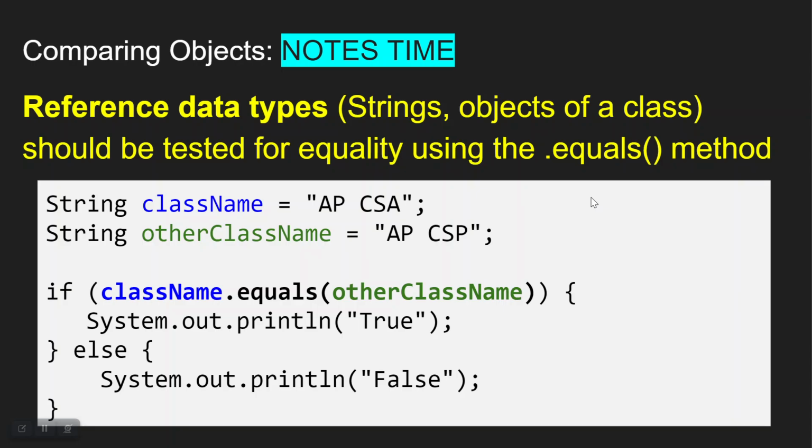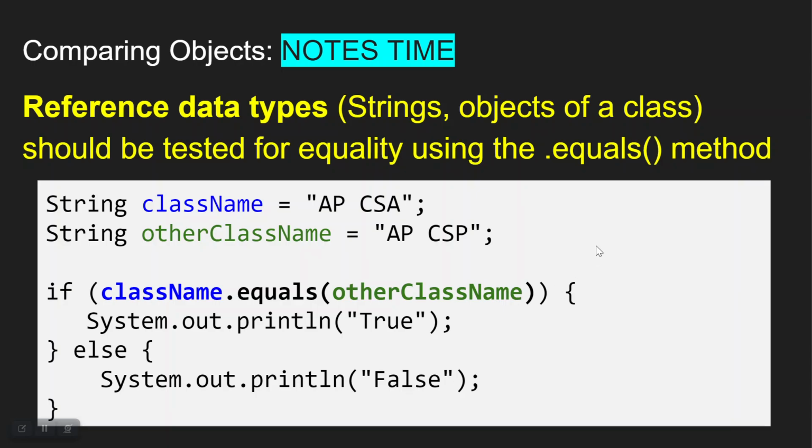We have also learned about strings, and we know that there is a method called the equals method, which will test whether or not one string is the same as another string. And so strings, as well as objects of a class, should be tested for equality using the .equals method. So if I had String className equals APCSA and then String otherClassName equals APCSP, I could say, if className.equals(otherClassName), go ahead and print true. Well, of course, they don't match. They're not the same, so this one would print false.